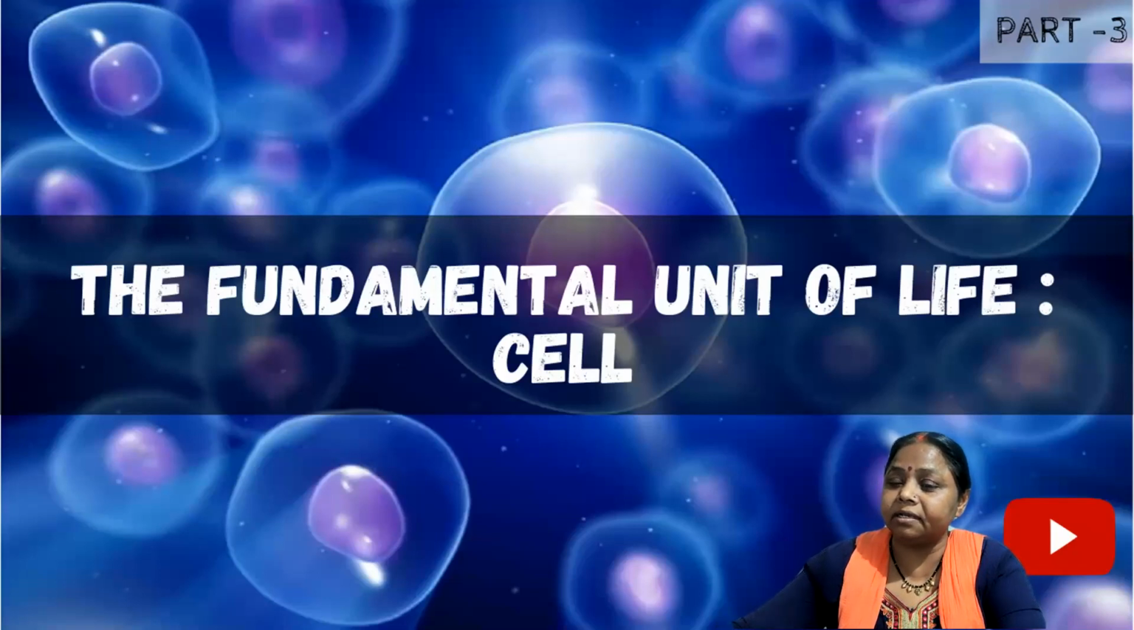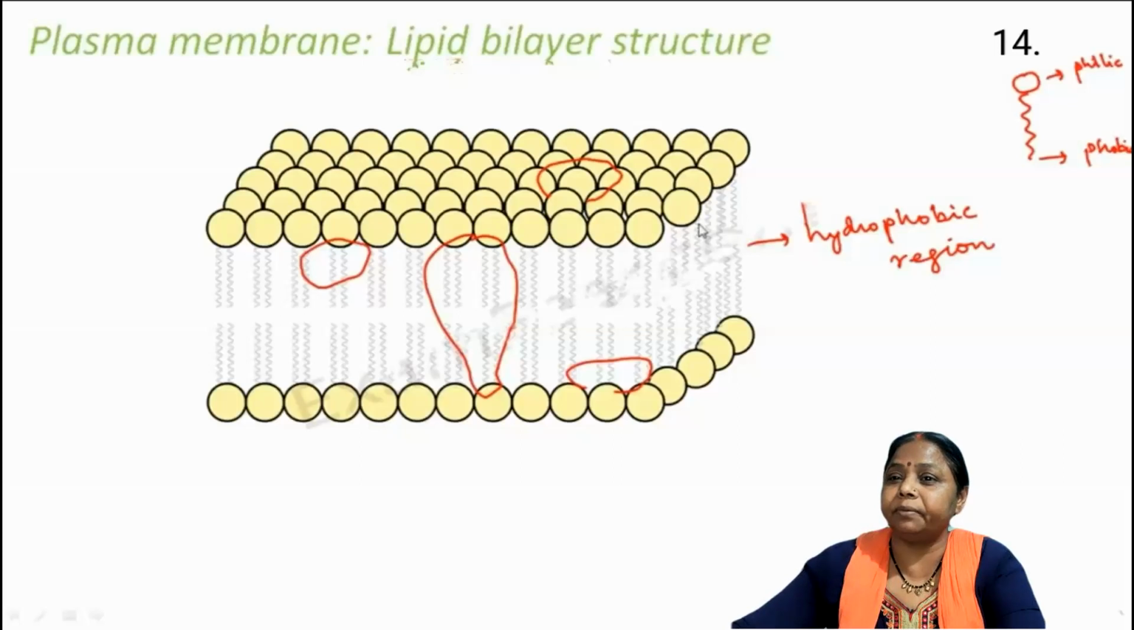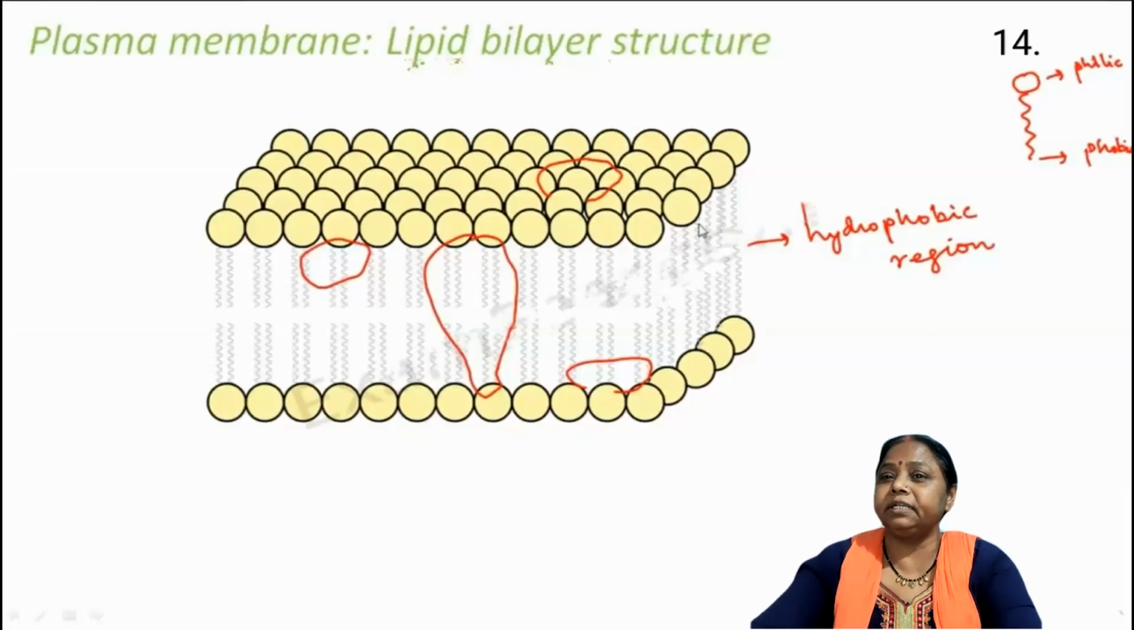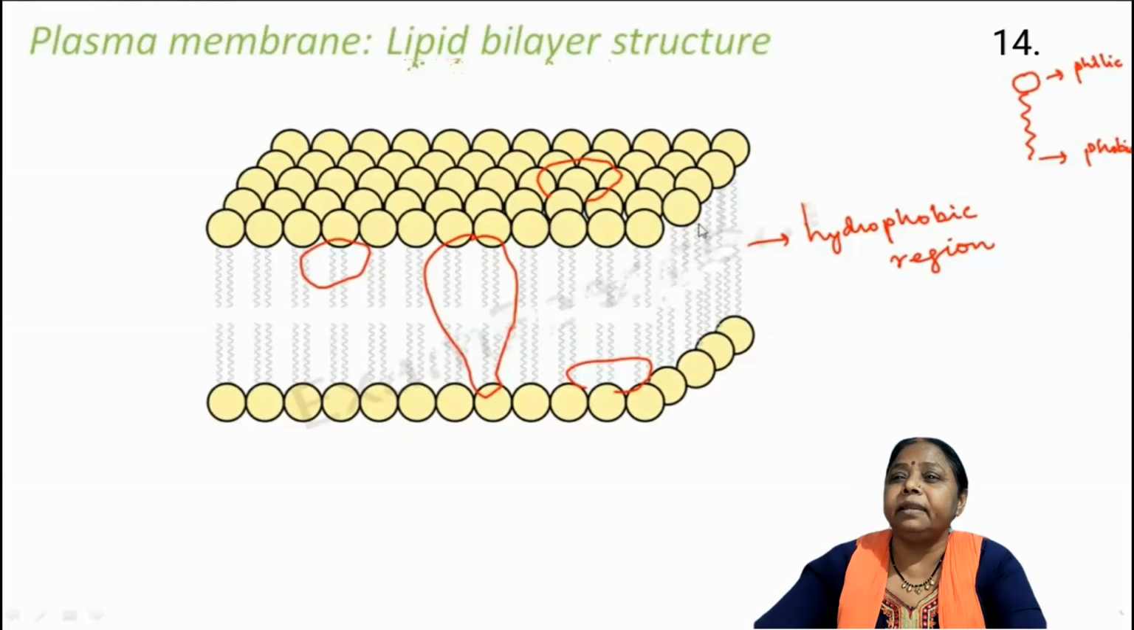So, in the last class, we discussed the plasma membrane, and we studied that the plasma membrane is a semi-permeable membrane. It is a lipid bilayer structure made up of lipids and proteins, and we have also seen the types of movement taking place in the plasma membrane. Two types of movement were discussed: diffusion and osmosis. Today we will see the bilayer lipid structure of the plasma membrane.